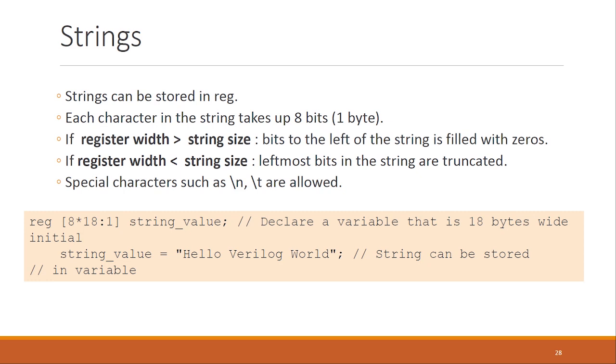And the identifier we are using for this multiple bit register is string_value, and then we are storing hello Verilog world by making string_value equal to this particular string. So this is about strings in Verilog, and especially how you can store strings in Verilog.